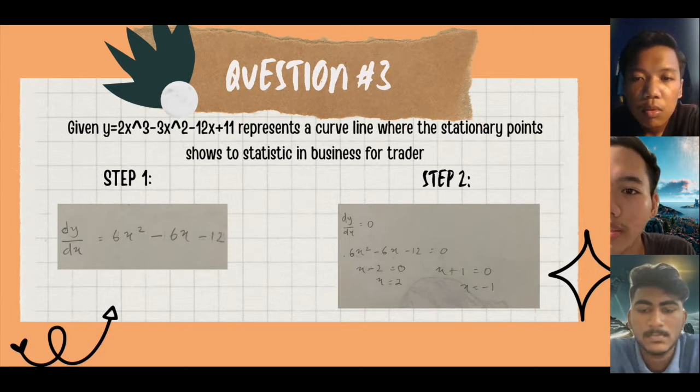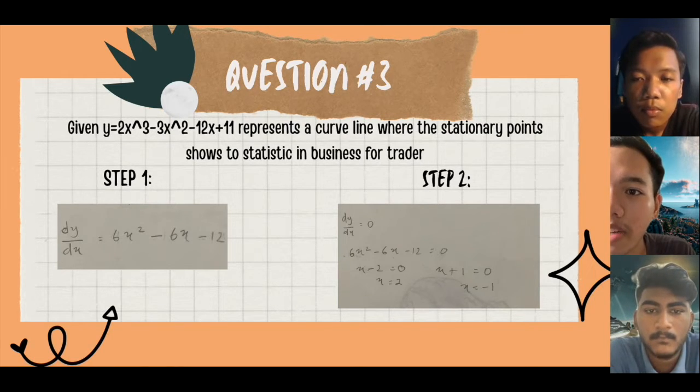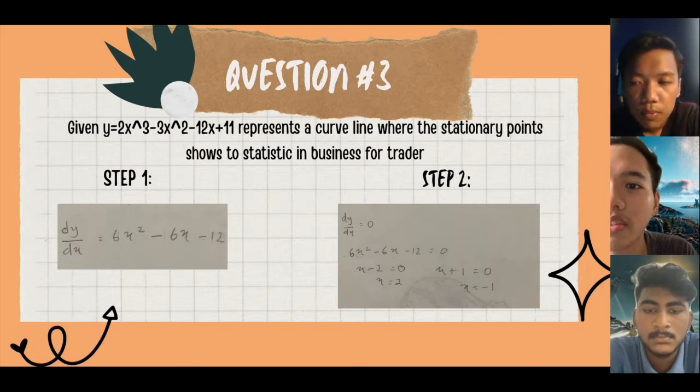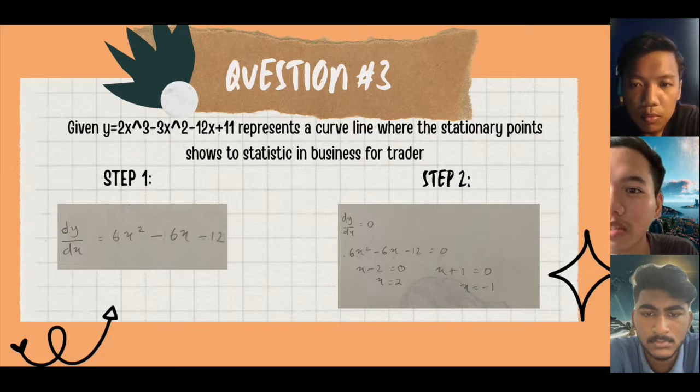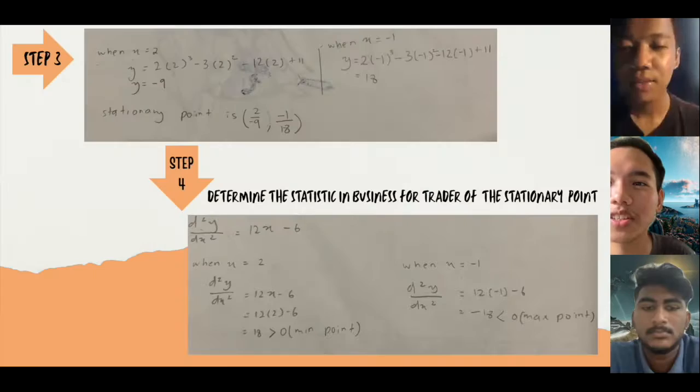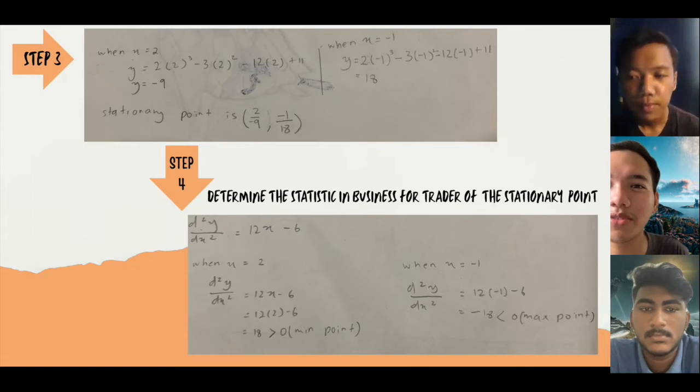So 6x power of 2 minus 6x minus 12 equal to 0. The easiest way is we calculate the equation by dividing by 6. So we get x1 is 2, x2 is minus 1. Step 3, when x equal to 2.